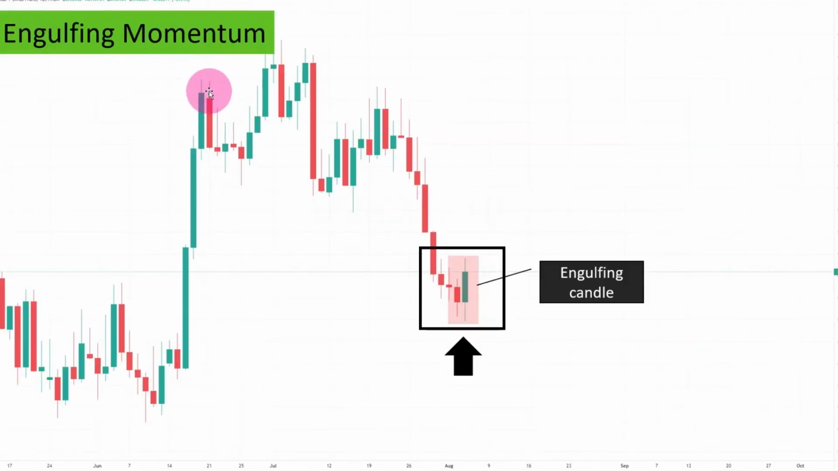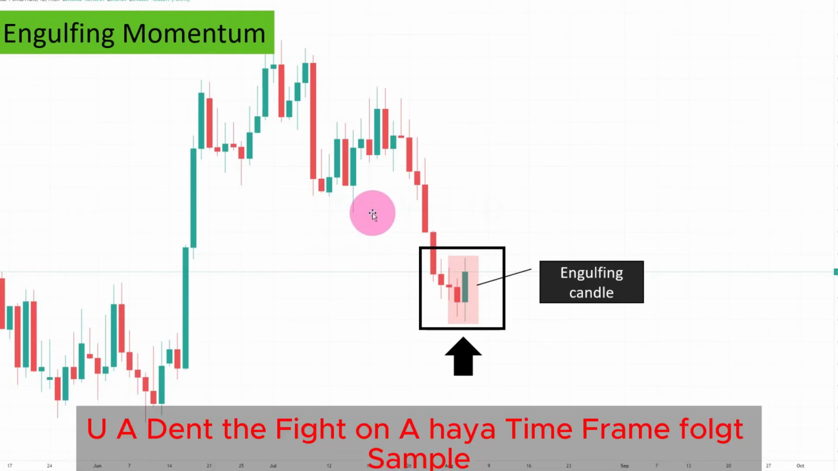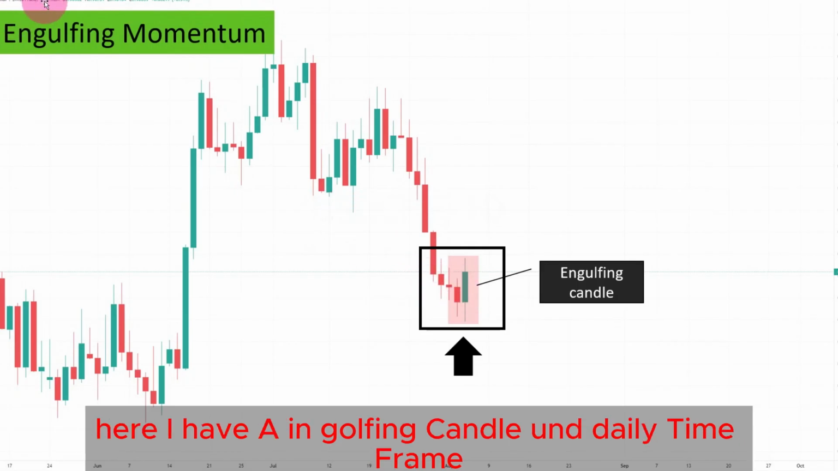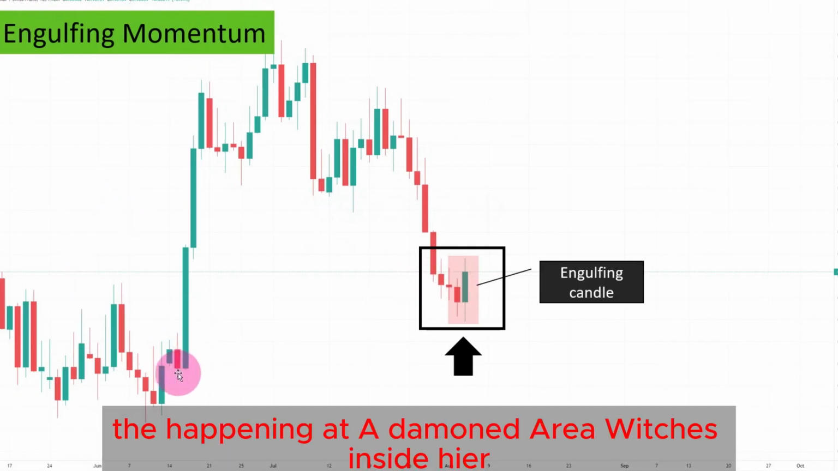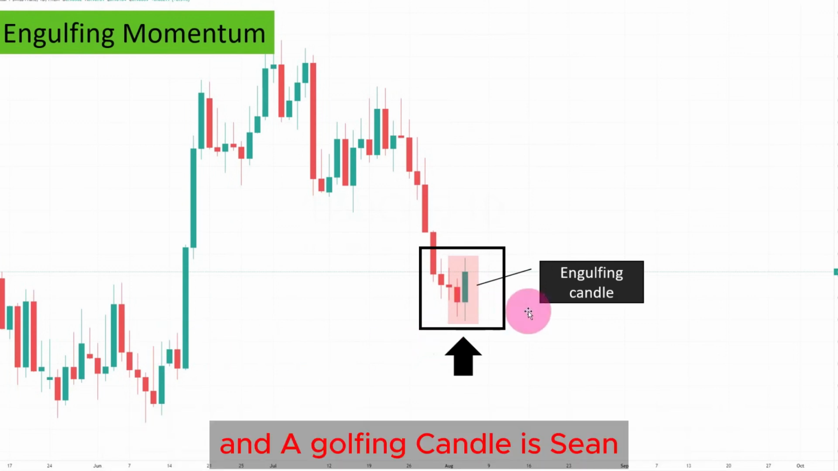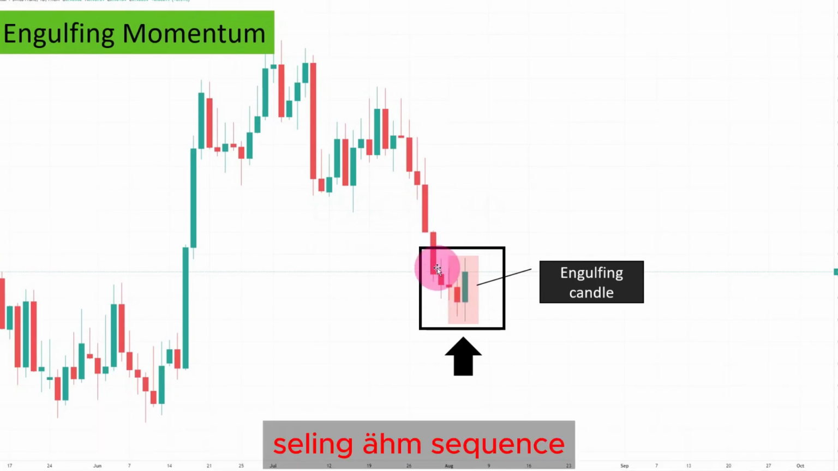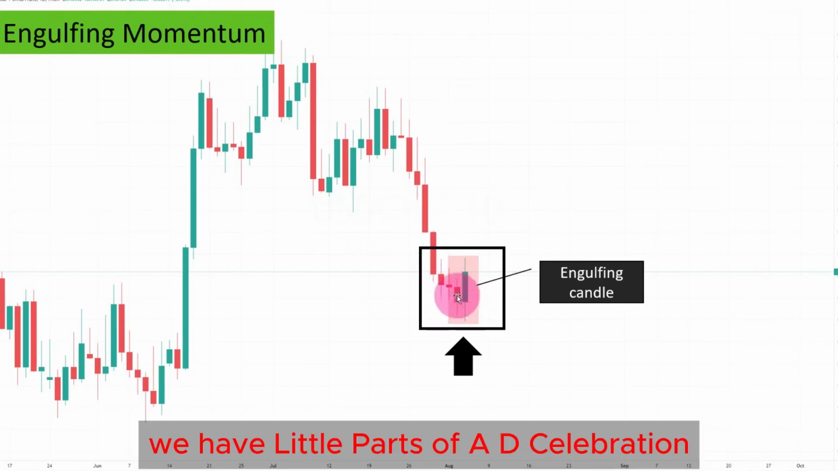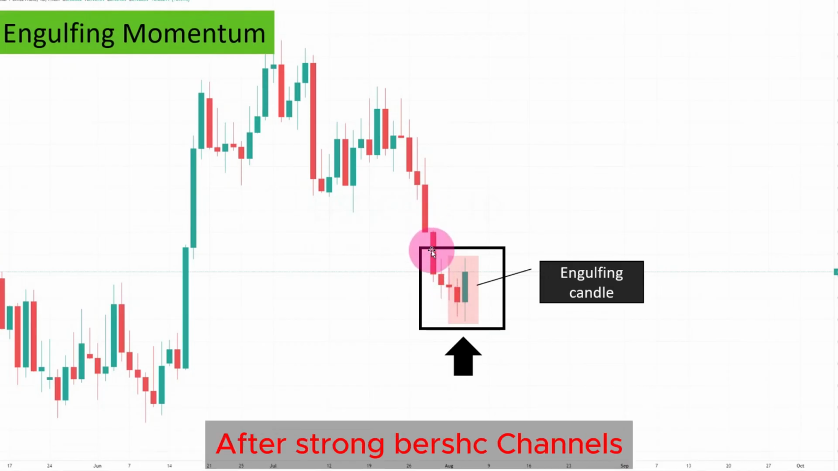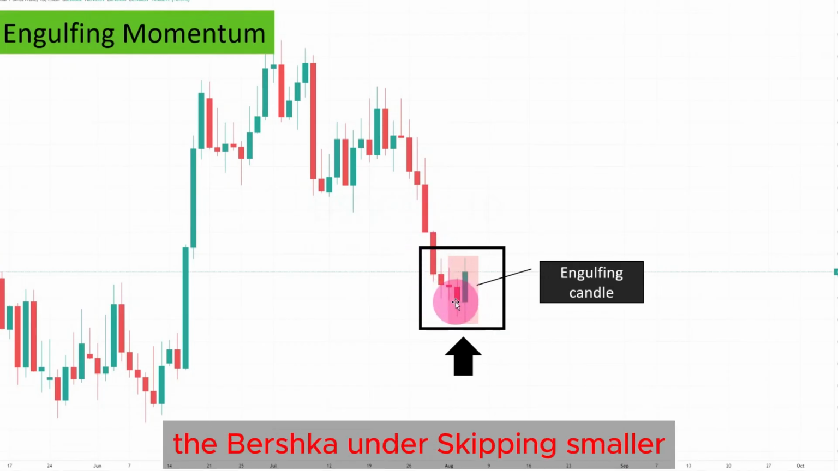The engulfing momentum candlestick is a very important signal. And the way you use it is you identify it on a higher time frame. For example, here we have an engulfing candle on the daily time frame. It's happening at the demand area, which is inside here. And the engulfing candle is showing you a momentum reversal. We are coming from a very strong selling sequence. We have little parts of a deceleration after strong bearish candles, the bearish candles getting smaller.